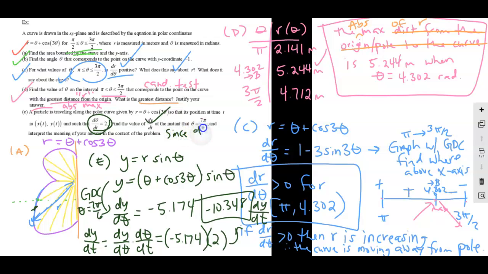Since dy/dt is negative, that means y is decreasing. That means the particle is moving downwards, right? dy/dt is going to tell us if it's moving up or down. dx/dt tells us left or right. Remember, last time we got a negative dx/dt, so it was moving left. But the dy/dt will tell us the vertical, either up or down.